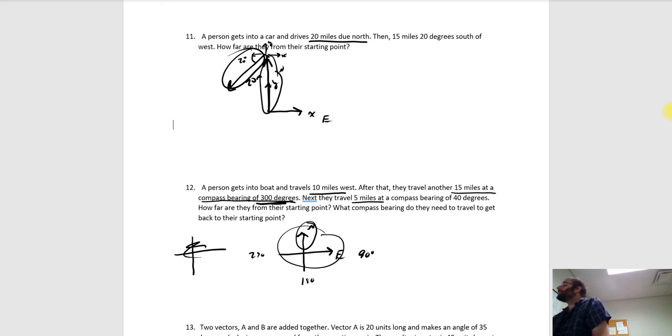Next, draw a 5-mile vector at a compass bearing of 40 degrees. Then draw your resultant vector. Write each of these vectors here, here, and here in unit vector form, and then add up the components as usual. That should get you through most of that problem.